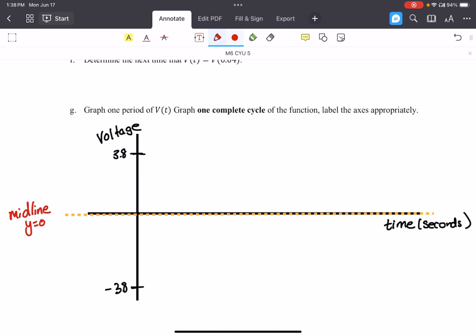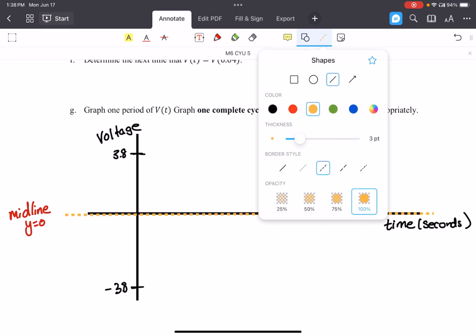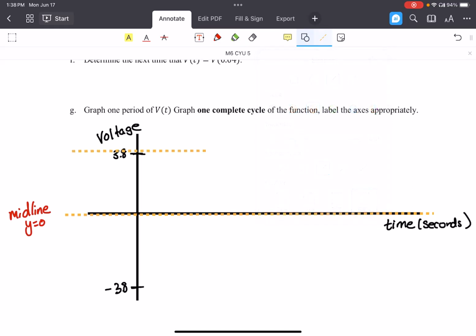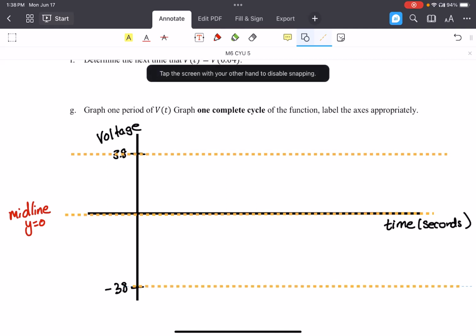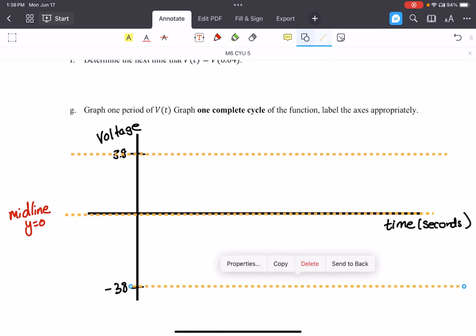So there's our midline, and we're just going to label that, midline at y equals 0. And then I personally also like to graph where the max and the min would be. So we have our max value at 3.8, and I'm a little off there, so I'm going to shift it. And then our min is at negative 3.8. So I have guides to keep my function between.